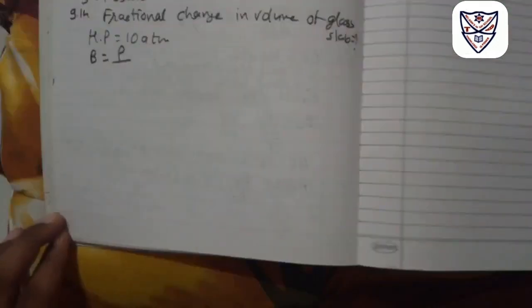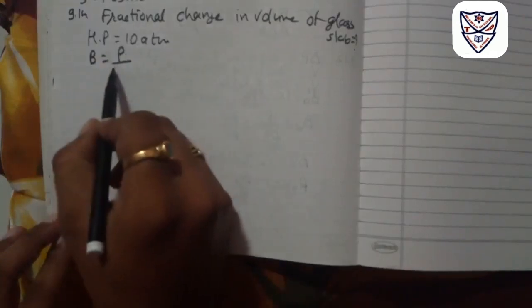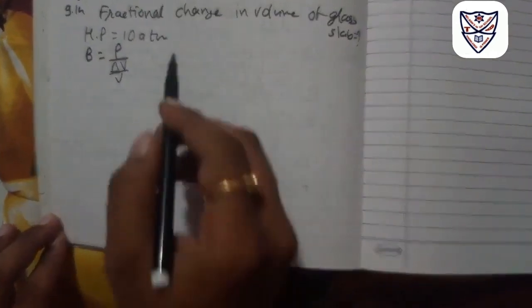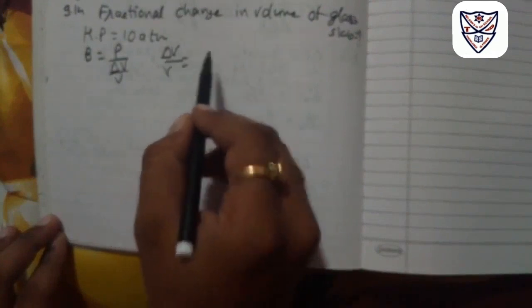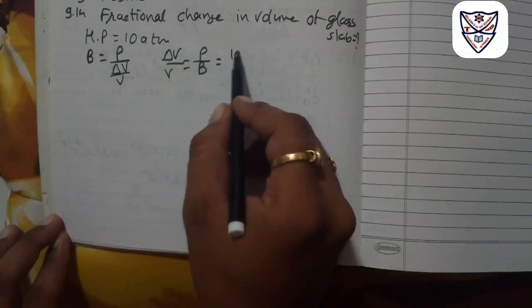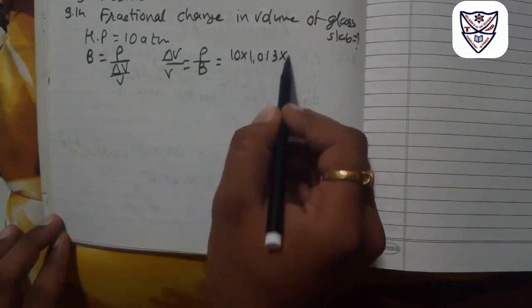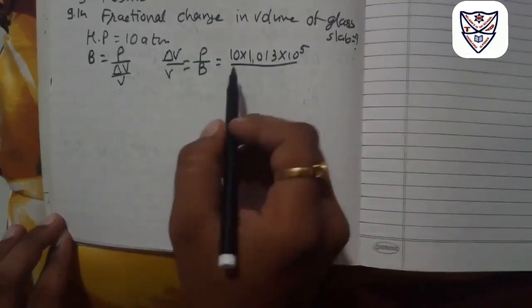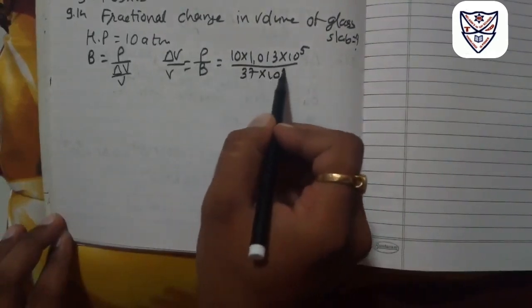In this 9.14 we have to compute the fractional change in volume of a glass slab. So hydraulic pressure is given, it is 10 atmospheric. So bulk modulus formula that we know, B is equal to P pressure upon volume strain. So delta V upon V if subject, then P upon B. We know that atmospheric pressure, so 10 into 1.013 into 10 raised to 5 Pascal upon bulk modulus, right? So bulk modulus of glass slab is 37 into 10 raised to 9.